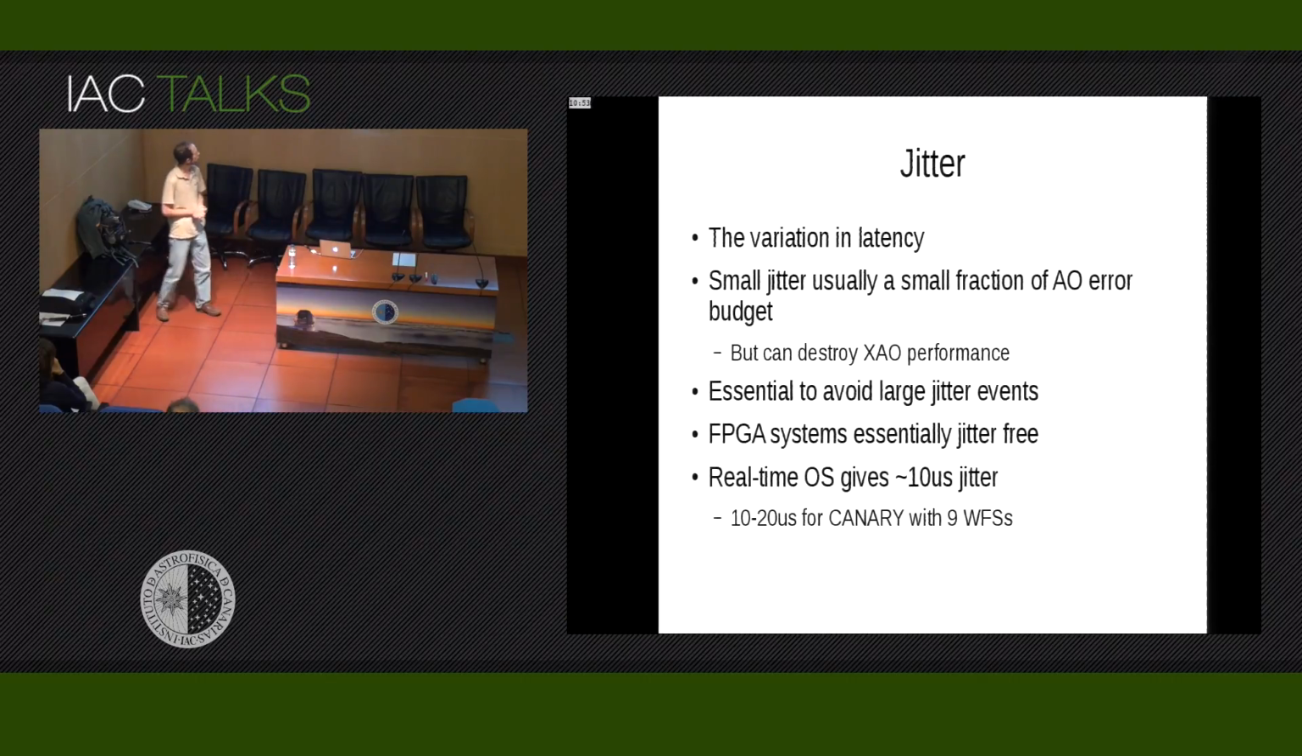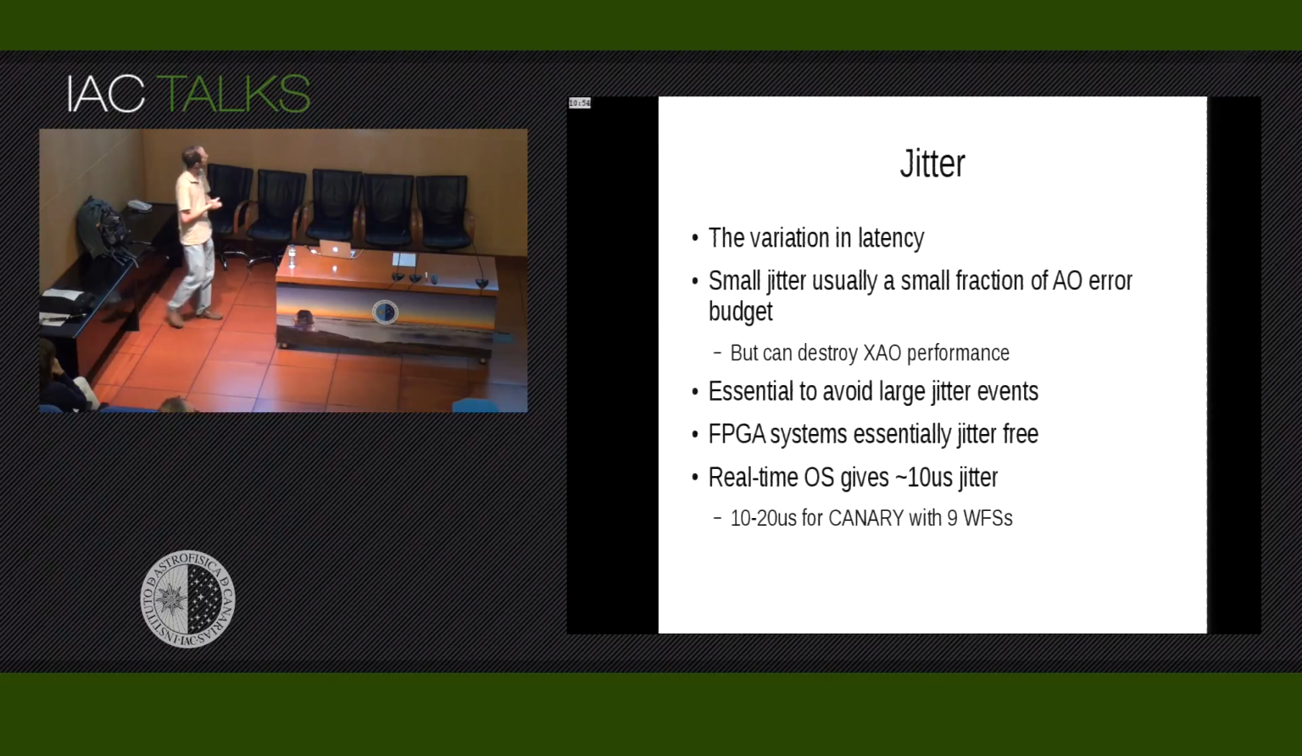Jitter is also very important for an AO system, more so for some types of AO system. It's the variation in latency. On an FPGA, you can be fairly certain you'll have very low jitter because it's deterministic. You know when the pixels arrive and you know how long the processing takes. With a CPU system, that's not necessarily the case. The operating system may have other things to do. It has to go and service interrupts and do other things like this.